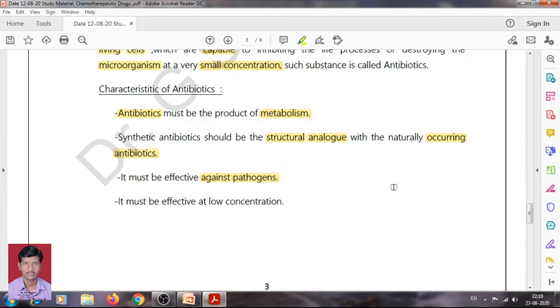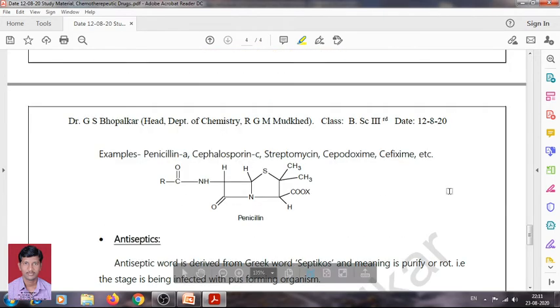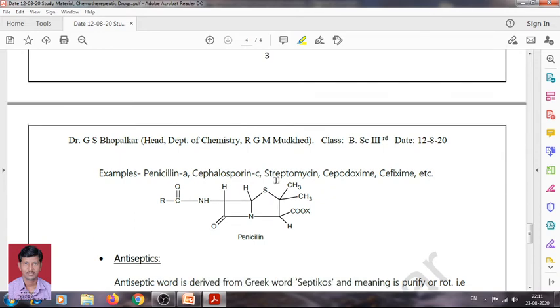Now this is an example of penicillin, a naturally occurring antibiotic. A few more examples: penicillin A, cephalosporin C, streptomycin, cefpodoxime, cefixime. All these are used as antibiotics, because antibiotics are drugs which can be produced or derived from other living cells. This is called an antibiotic.